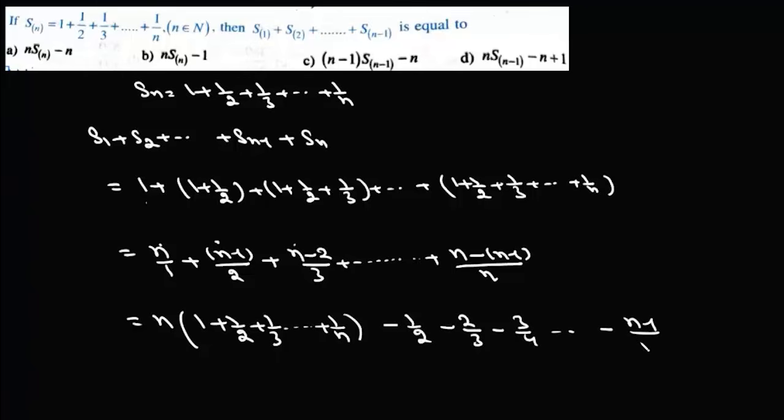So it'll be 1 plus 1 by 2 plus 1 by 3 up to 1 by n, and then we'll have minus 1 by 2, minus 2 by 3, minus 3 by 4 up to minus n minus 1 by n. And what we'll do is, we'll add 1 to each term, and we have added this 1 n minus 1 times. So we'll write minus n minus 1.